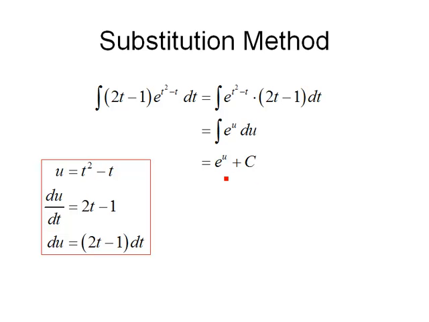Now that we've done the antiderivative, we'll just put u back in. So we get e to the t squared minus t plus c.